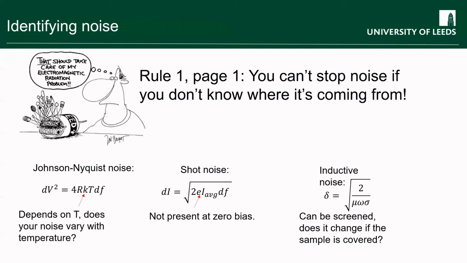If you get something where the noise appears when you start passing a current or biasing your device, then that's a good sign you've got a shot noise problem. So this shot noise, because it depends on the average current that's passing through the contact with the thing you're trying to measure, disappears when there is no average current. So that's the thing you can go and look for and test for.